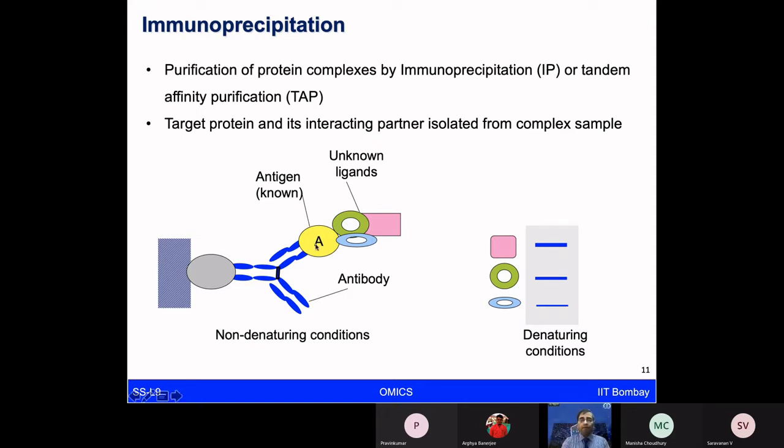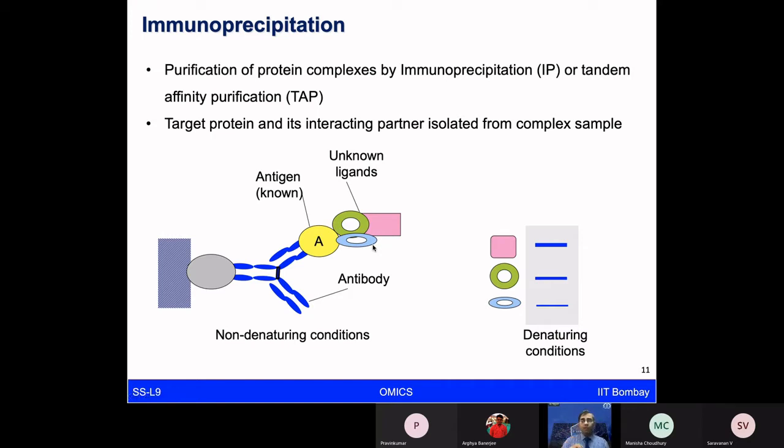So you know the antigen you are interested in, and you have raised an antibody against it so that an antigen-antibody complex can form. Along with that complex, some unknown proteins could also come, which you can capture in pull-down assays. Once you have done this, you isolate this complex, which contains many proteins: your target protein of interest and various interacting partners.